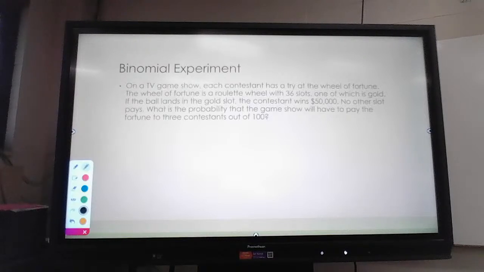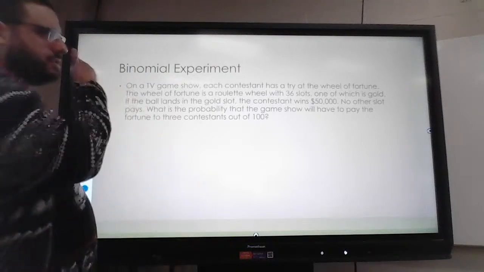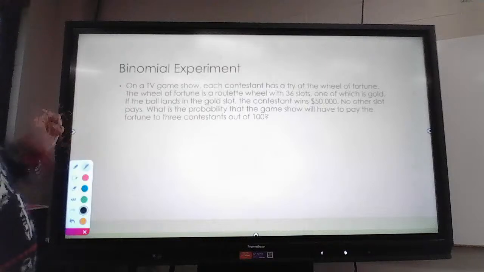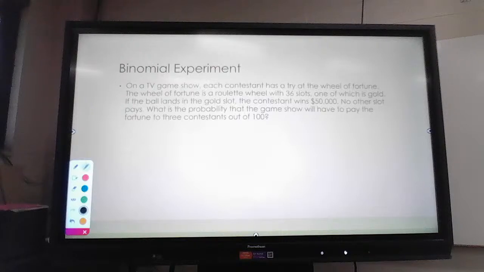If the ball lands in the gold slot, the contestant wins $50,000, or in the TV show, I think it's like $1 million, right? The difference between the TV show and the Wheel of Fortune that's being described here is that no other slot pays out. So you either hit the gold slot and win, or you don't. So the question is asked: what is the probability that the game show will have to pay the fortune to 3 contestants out of 100?